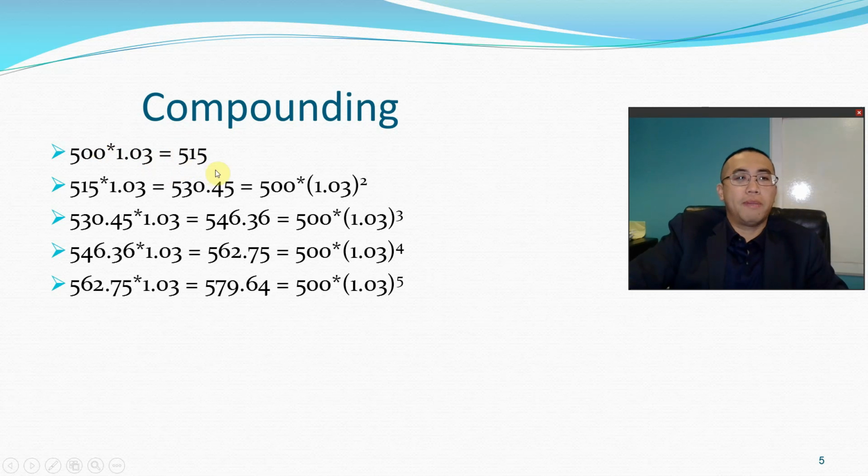And this will be your beginning balance of next year. You use 515 times 1 plus 3% again to get $530.45. And this is also 500 with accumulated interest for 2 periods, compounding interest for 2 periods. So you can just keep compounding interest as the years go by, and eventually you will have the ending balance of $579.64. The calculation here is very easy. Just use your calculator to do it.